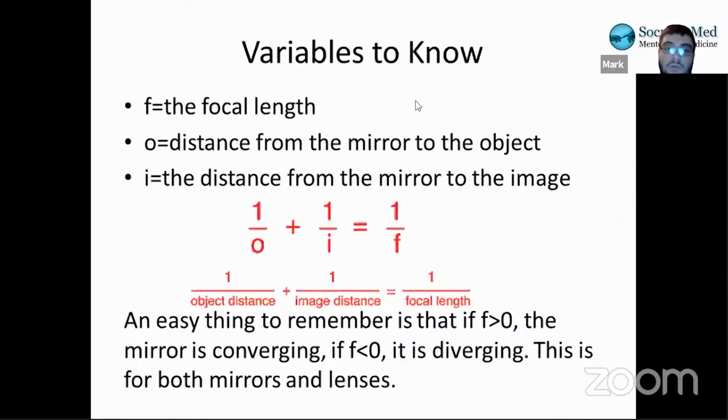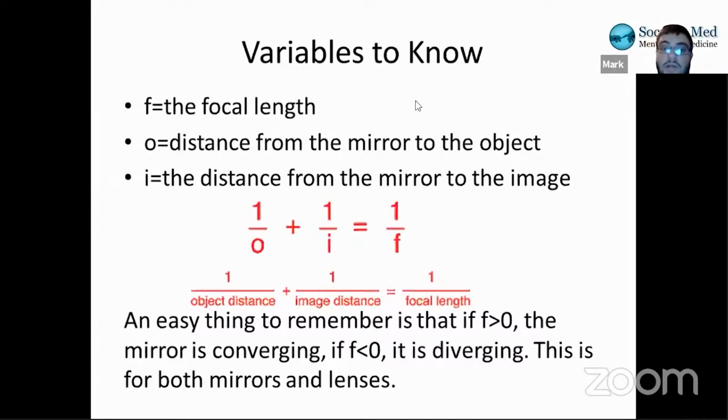O, which is important, is the distance from the mirror to the object. So O, object, it's the distance from wherever you're standing to the mirror. I is image, the distance from the mirror to the image. Those are very self-explanatory, okay? And by the way, object and image are not always in the same spot. Most of the time they won't be.